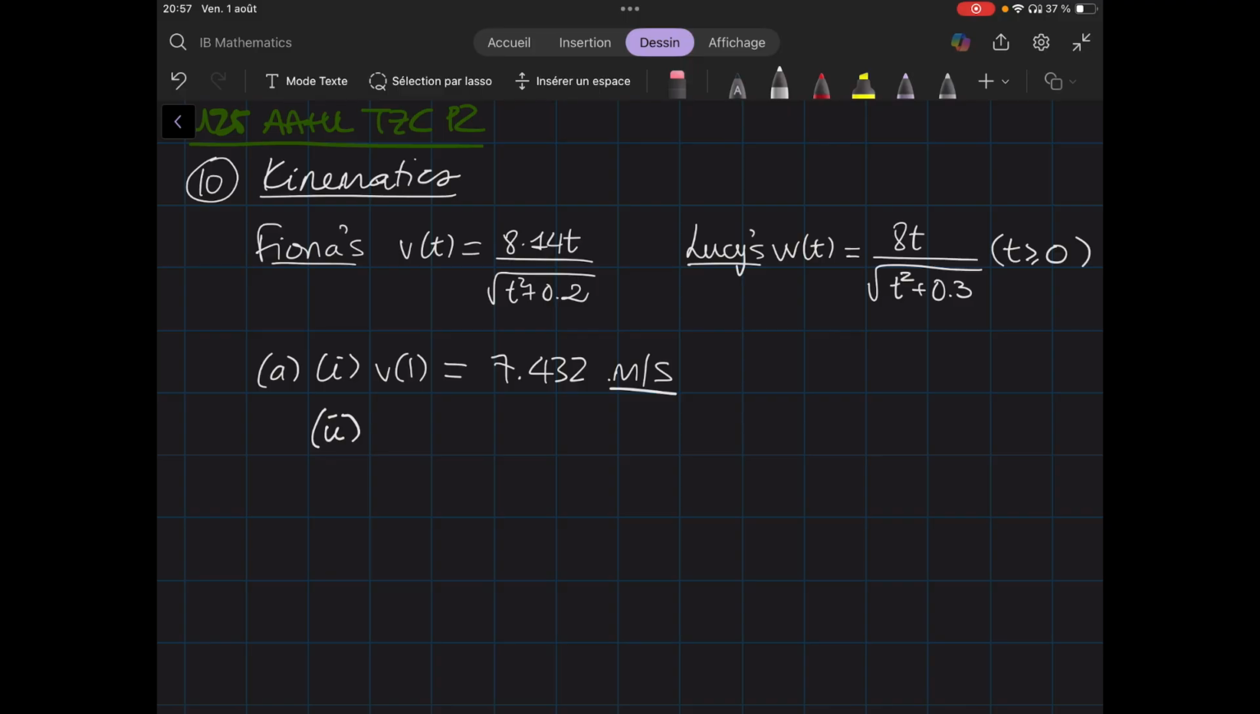A2. Find the time when Fiona's velocity is 5 meters per second. You're given the velocity function, so set it equal to 5 and solve. Bing, bang, boom. And that's the final answer.